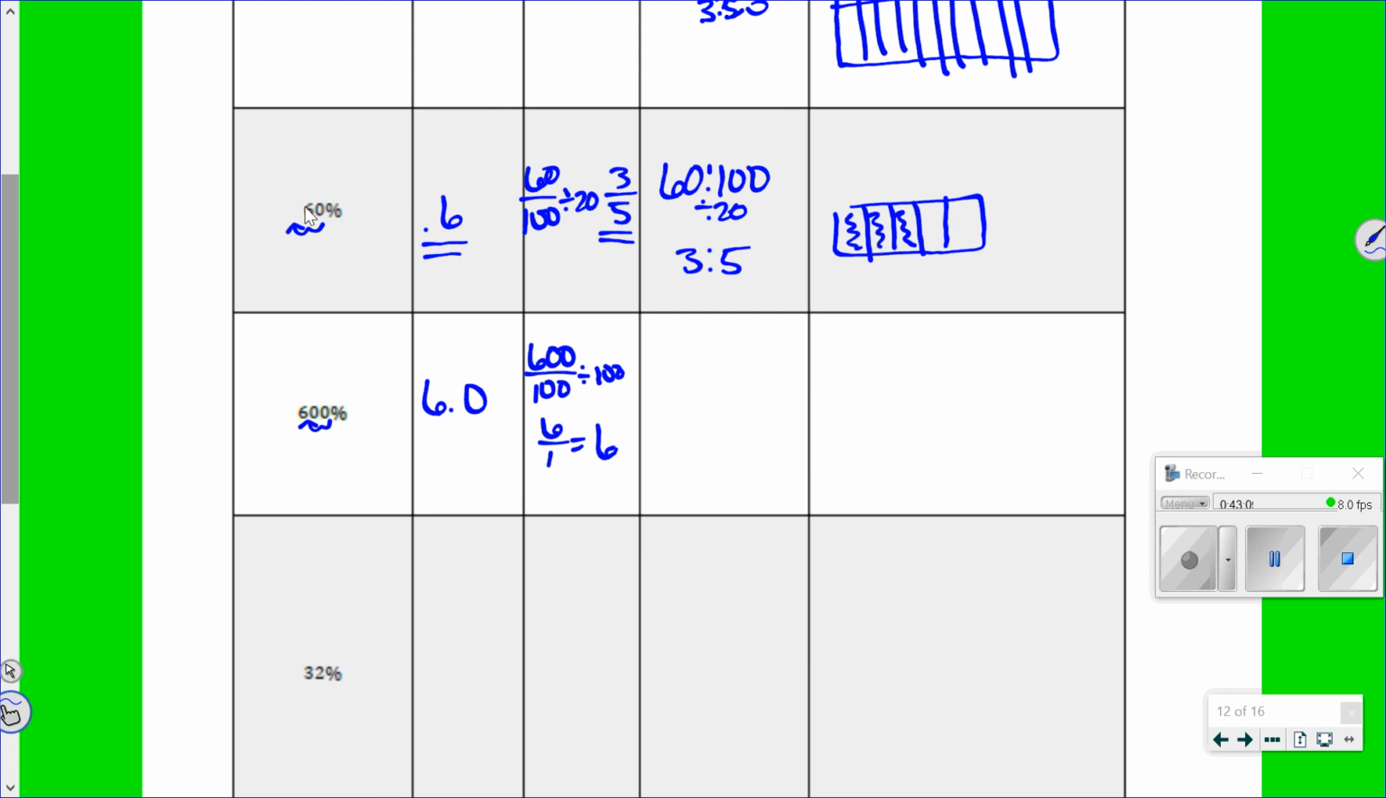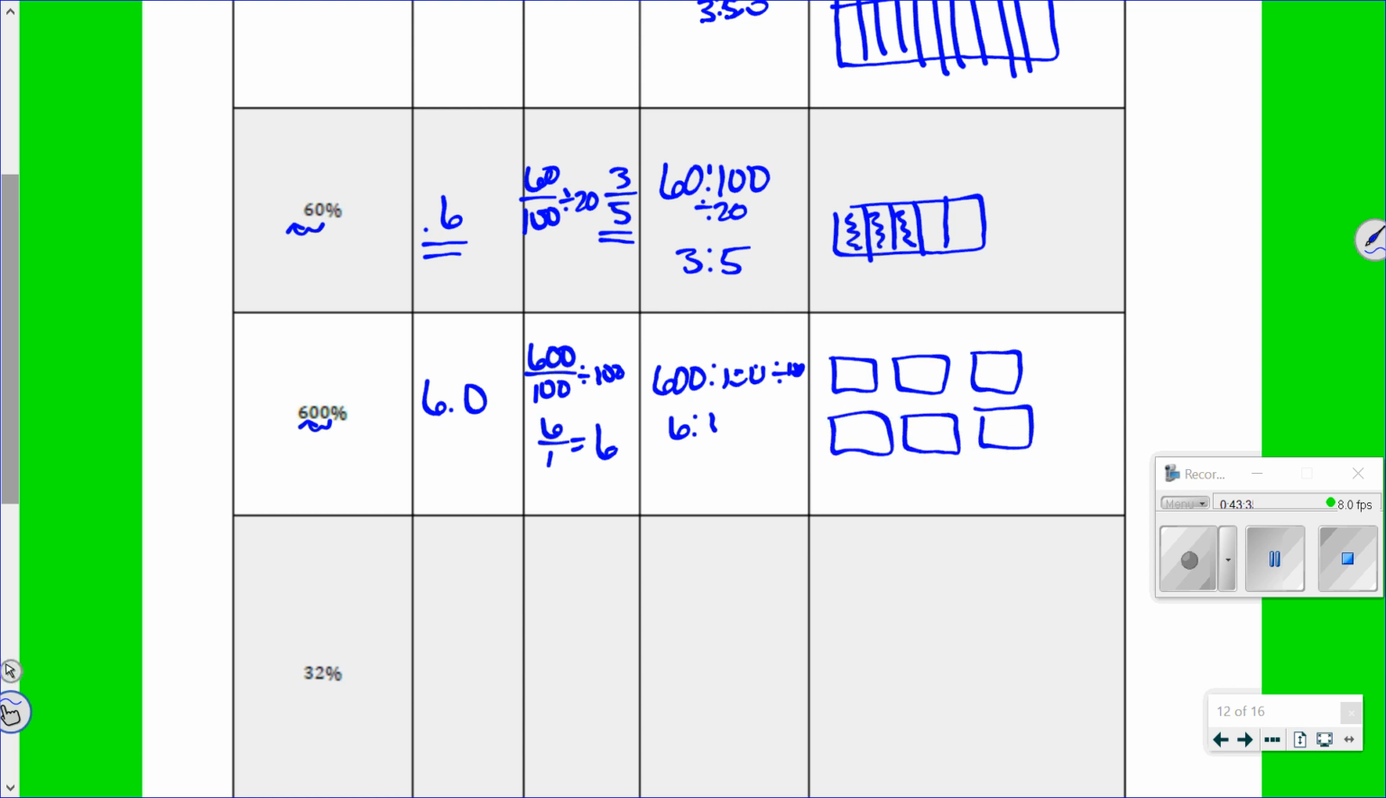Doing it as a ratio, 600 to 100. Dividing them by 100 gets me 6 to 1. And we do keep both of them for the ratio, because the ratio is a comparison of 2 numbers, so we're not going to simplify that one away. But then our model, and this is probably the trickier one, my model is just 6 boxes. I do a bunch of boxes and can fill these 6. This is actually 6 wholes.